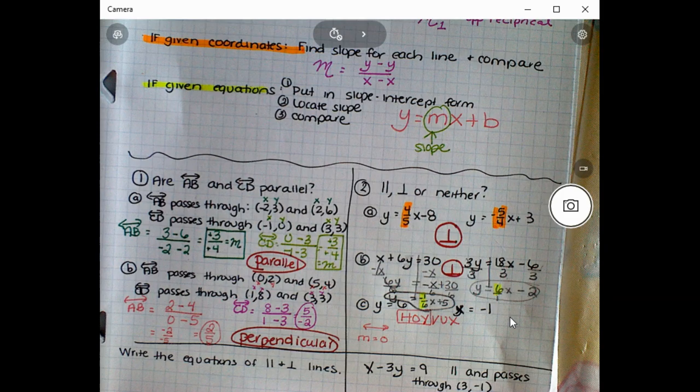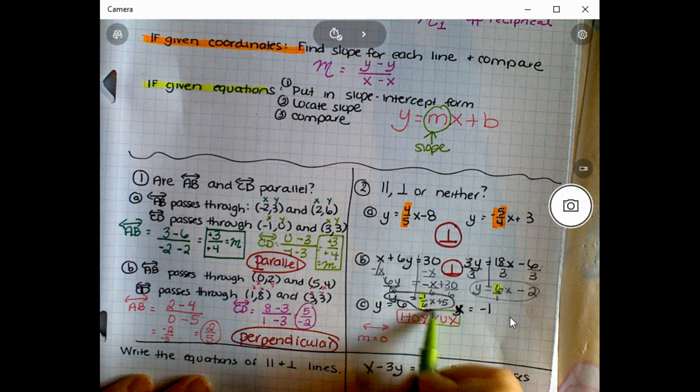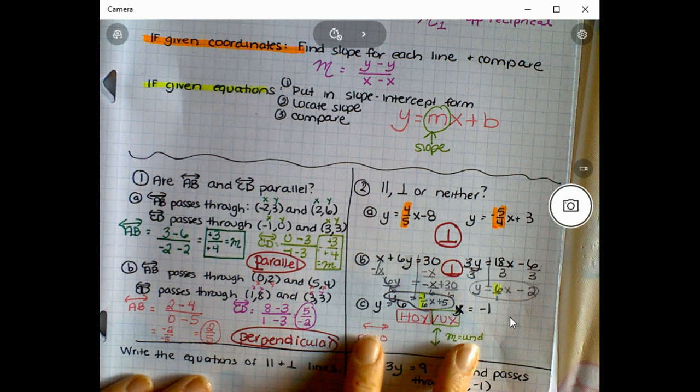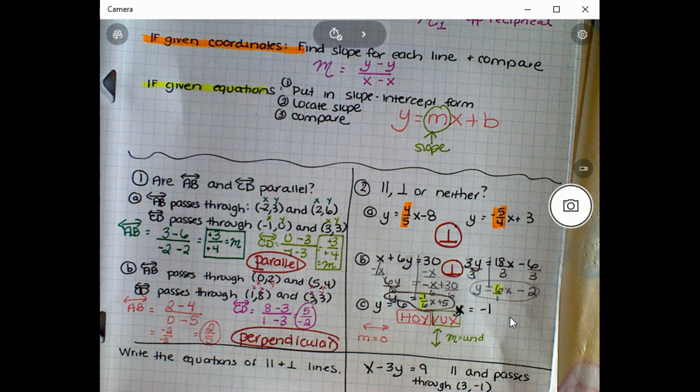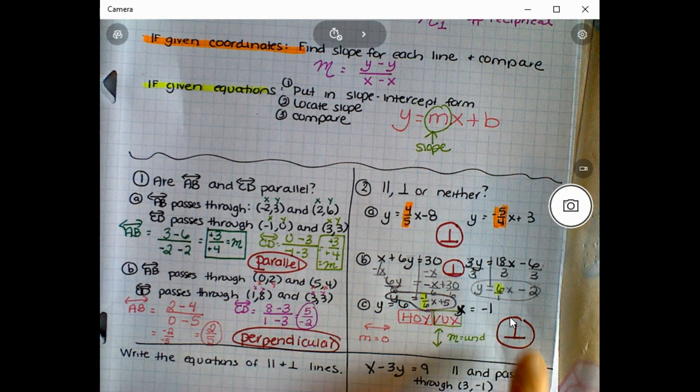Okay? As far as the vux, it has x equals. That's what that x is for right there. X equals means you have a vertical line, and the slope is undefined. Okay? So this is a special case. 0 and undefined are actually opposite reciprocals. It's just a special one. So these are also perpendicular. And you can kind of see that a vertical line and a horizontal line would be perpendicular.